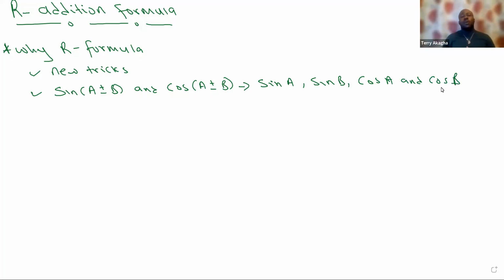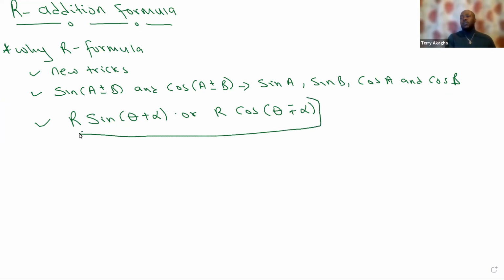And finally, we're looking at a way to collect a linear combination of these terms into one expression. When we have these separate terms, we want to see how we can combine them into one expression, something like R sine of theta plus alpha, or R cosine of theta minus or plus alpha. So we're just trying to break it down into something like this.